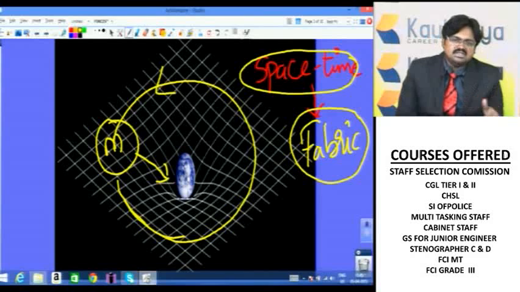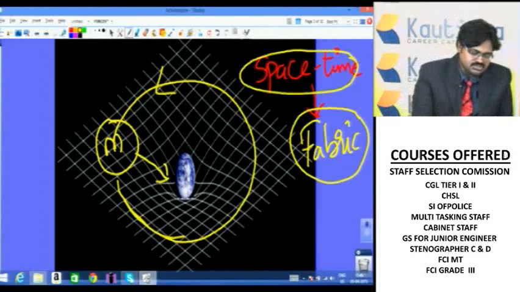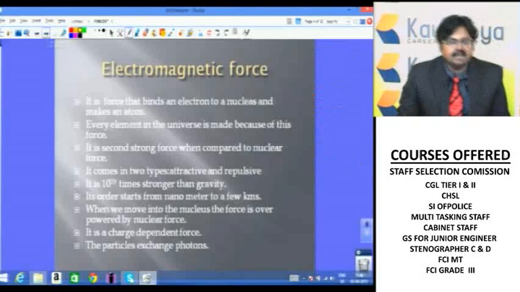Okay, so all these interactions between the large objects take place because of the gravitational force. Whenever you have large objects, what is the force that is making sure that these two large objects interact with each other? The answer is gravitational force. Okay, now let us look at another important force, which is the electromagnetic force.